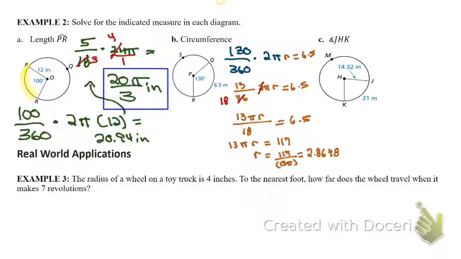Now it wants the circumference of the whole circle. The problem asked me for the circumference. It didn't ask me for the length of the arc. It asked me for the circumference of the circle. So I'm going to go back to, and I'll do this in a different color so you guys aren't confused. Purple's a good color. And I'm going to find the circumference of that entire circle.